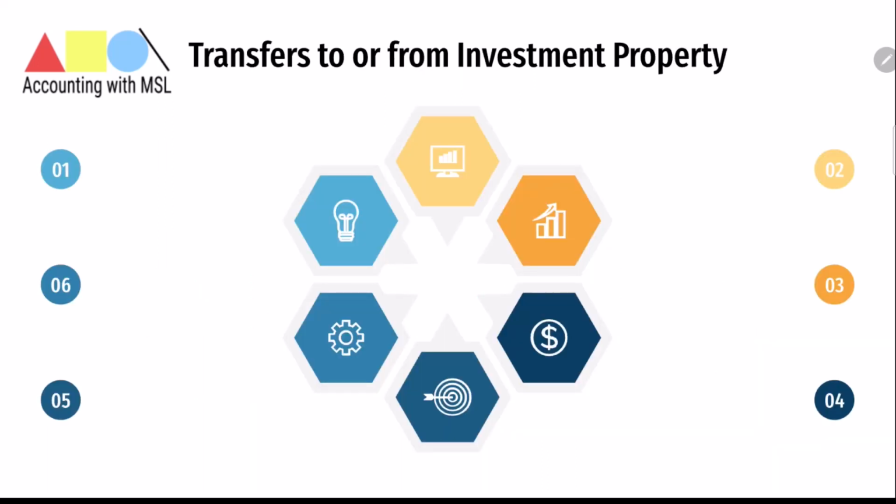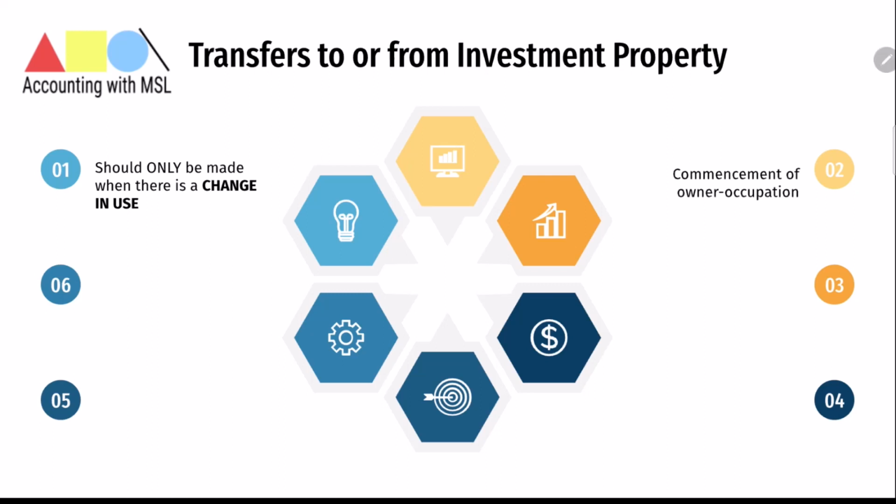We've seen the cost model, we've seen the fair value model. What are the rules when it comes to transfers to and from investment property? The standard is clear that you can only make transfers to or from investment property when there is a change in use, which is evidenced by a number of different indicative factors. The list is not exhaustive, but some of these include: the first is when there is commencement of owner occupation.